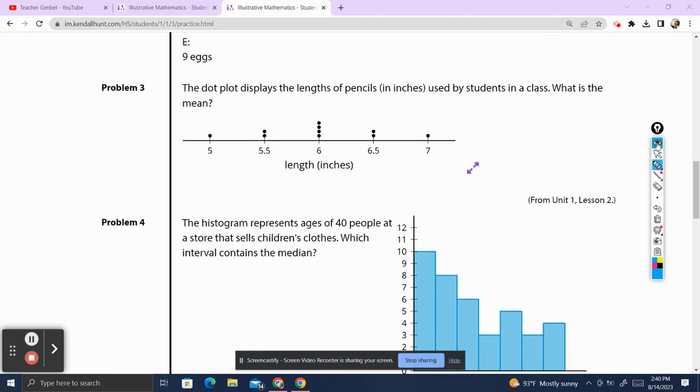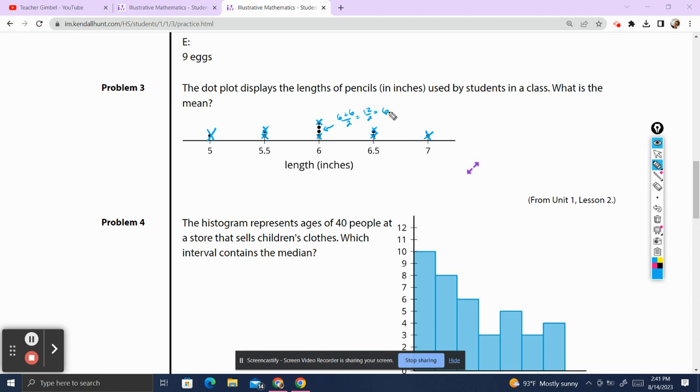The dot plot displays the length of pencils in inches used by students in a class. What is the mean? Okay, so if you remember from my last video, I wrote out all of the numbers, but in this case, we realized we didn't have to do it. So I'm going to cross out my lowest value and my highest value, looking for the middle value. I'm going to cross out my lowest, next lowest, next lowest, next lowest. And here I got to the 6 in the middle, cross out the top and the bottom, and I'm left with two middle values here. They both represent 6s, so whenever I have two middle values, I just add them and divide by 2, which gives me a 6.